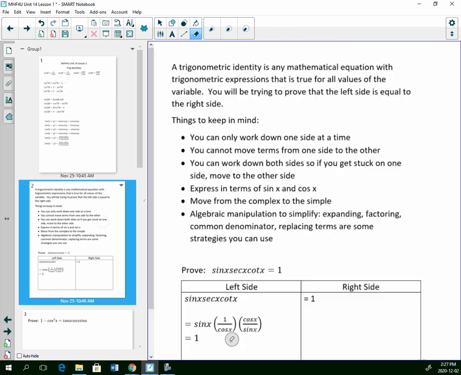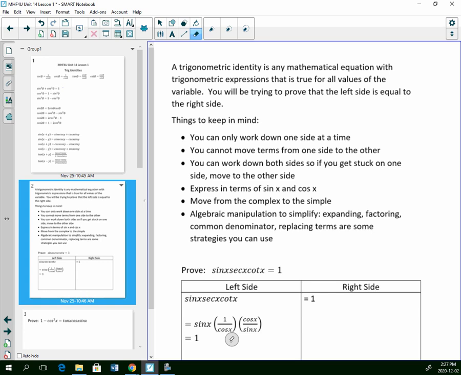Okay, all right, so a trig identity is a mathematical equation that is true for all values. So in order to prove it's true, you want to prove that the left side is equal to the right side. Okay? So things to keep in mind. You can only work down one side at a time, but you can work on both sides. So if you work down, let's say, the left side and you get stuck, you can move over to the right side and work down that side. There's no rule. Some teachers like you to only work down one side. I don't really think that's necessary. So you can work down either side. You can work down both sides.